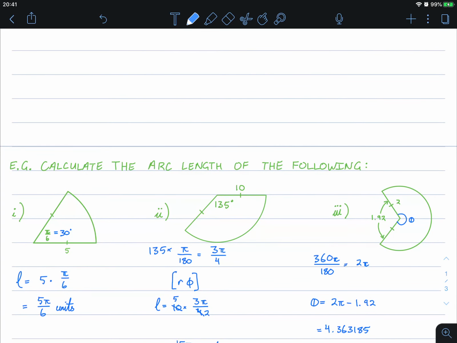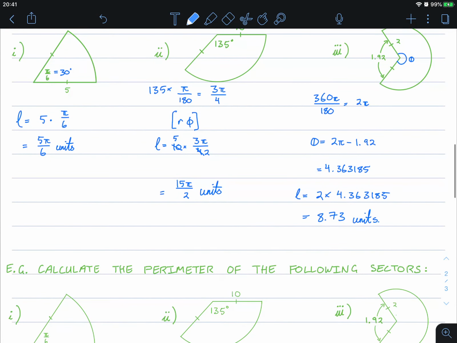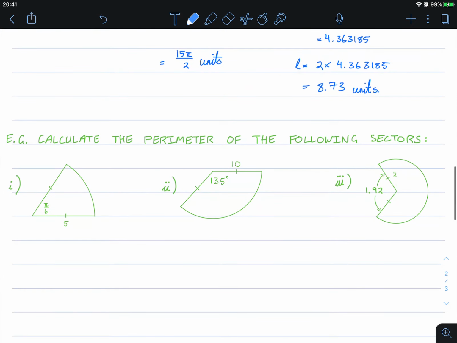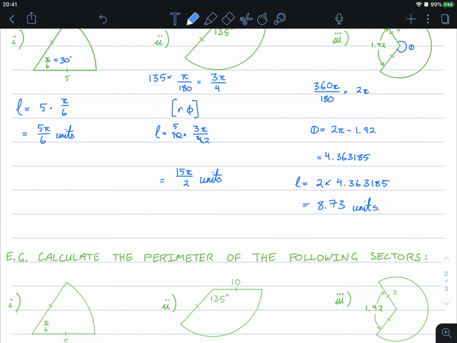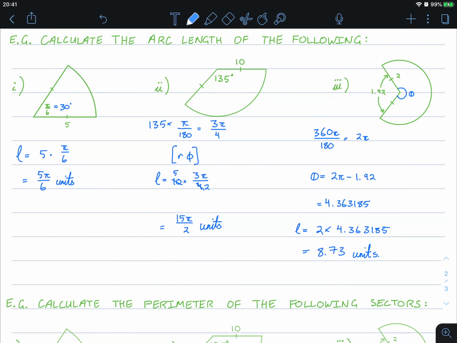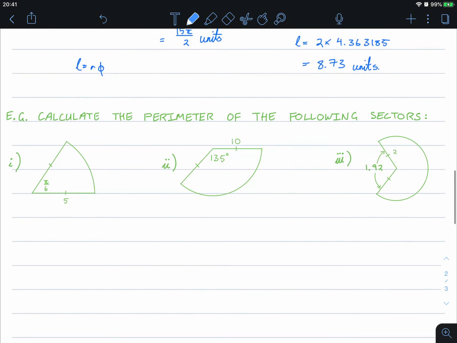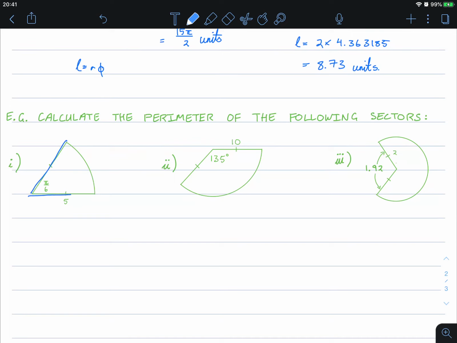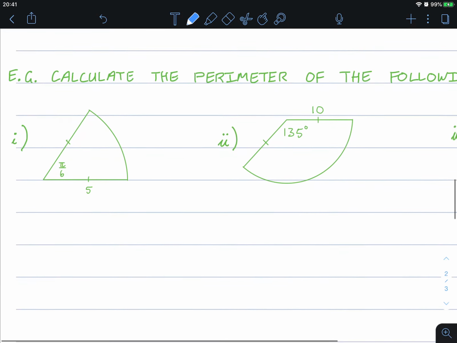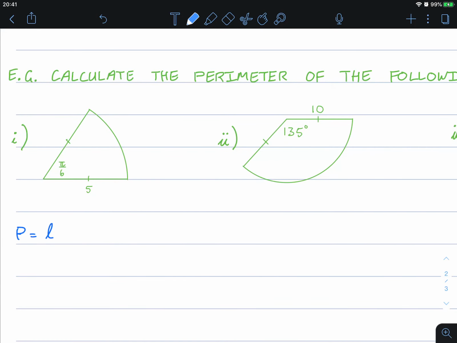But let's extend this a little bit further to calculate the perimeter of the following sectors. So the reason why I'm showing you this is that this formula, L equals R theta or phi or whatever symbol you'd like, only calculates this curved edge. When asked to calculate the perimeter, we require every edge part of the circle. So in this case, the perimeter P is equal to L plus 2 times the radius.